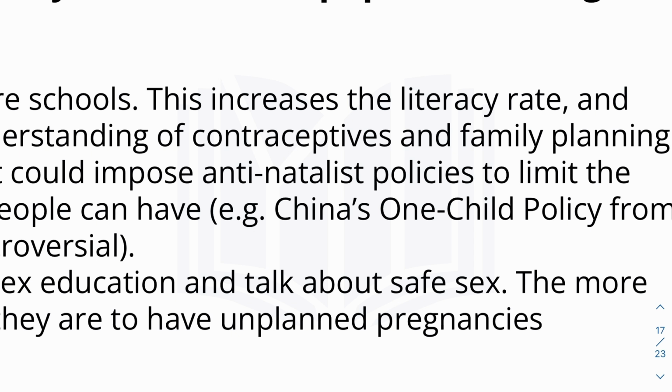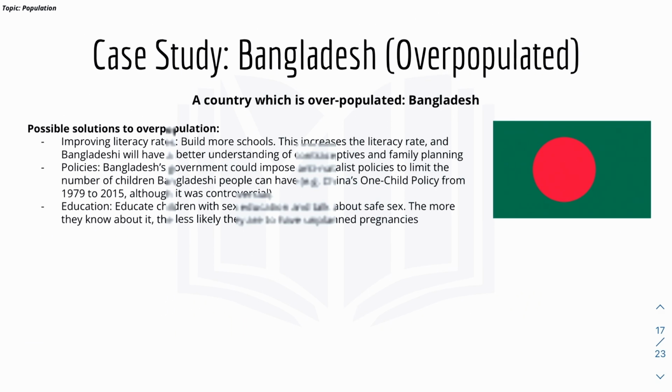So basically, antinatalist policies are policies which discourage birth rates or like discourage children, whereas pro-natalists encourage children. And we'll look more into this later. But as we know, China's one-child policy is an example of the antinatalist policy. And lastly, we can educate people.